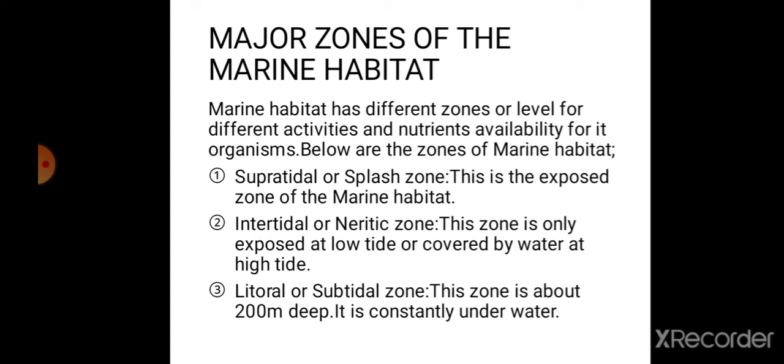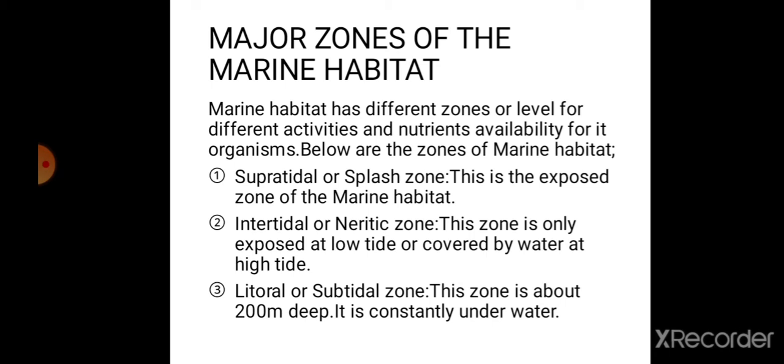Such a zone is called the neritic zone, and it has photosynthetic activity because of abundant sunlight. This particular zone has high photosynthetic activity because it is exposed to sunlight. So that is what we call the neritic or intertidal zone.